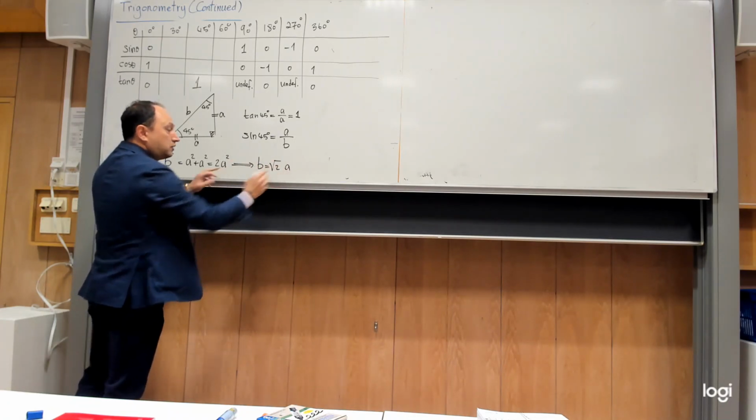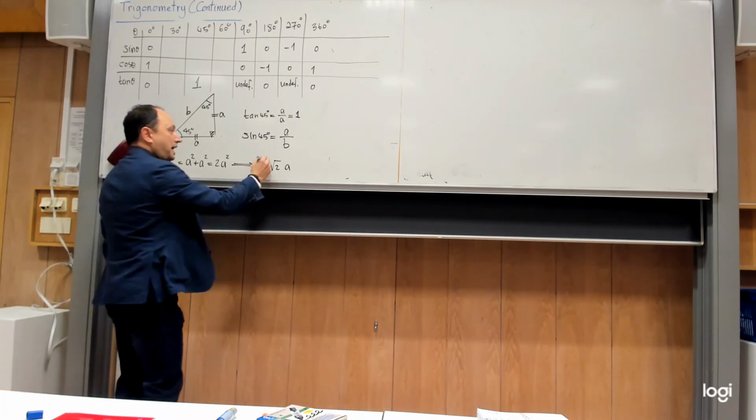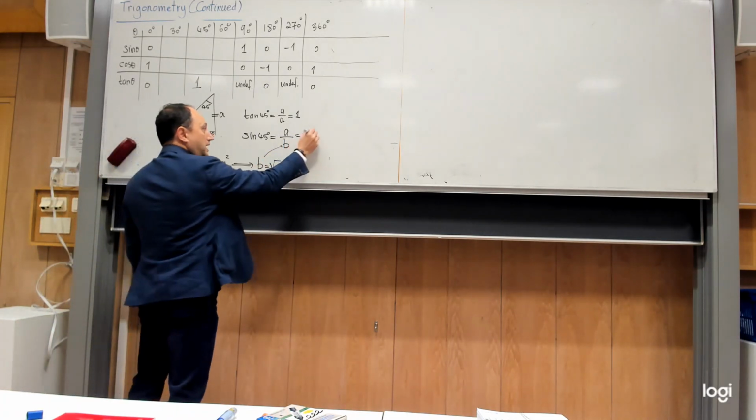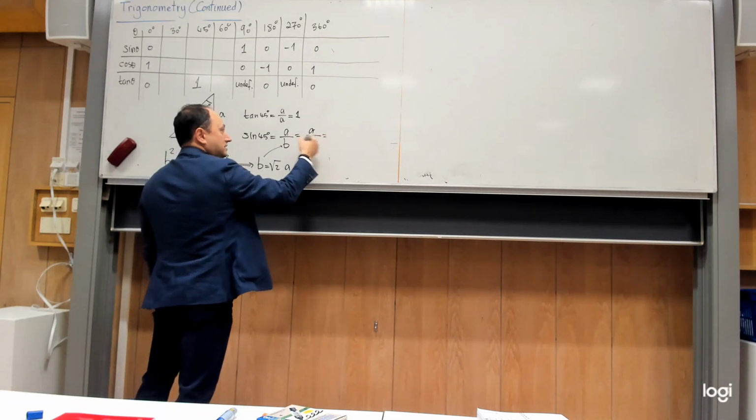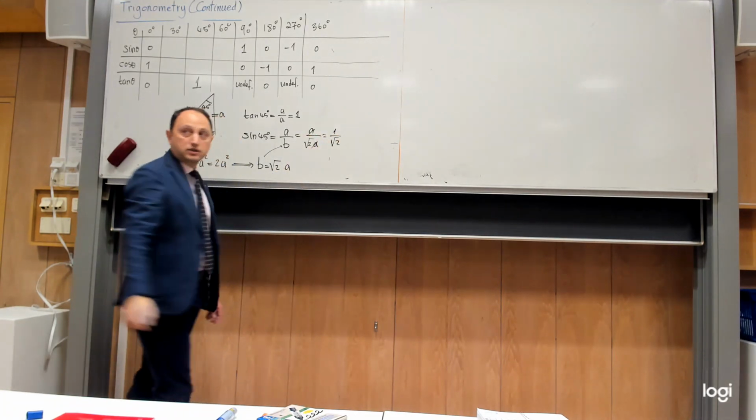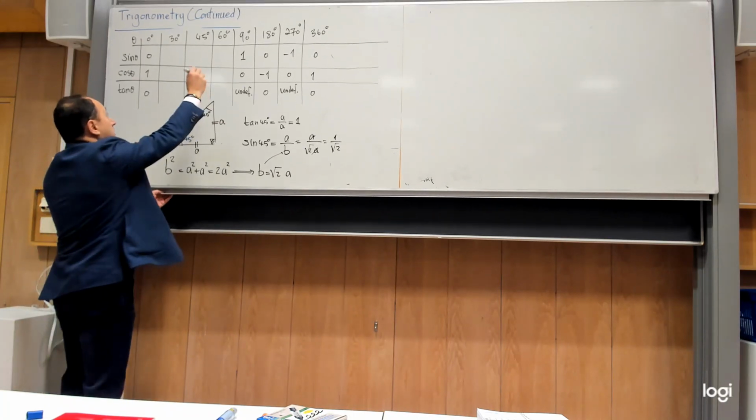This becomes A. Agree? So then I put it back here. So this becomes A over, instead of B, I put the square root of 2A. So if A cancels out, so what is left is this. So I will put this here.